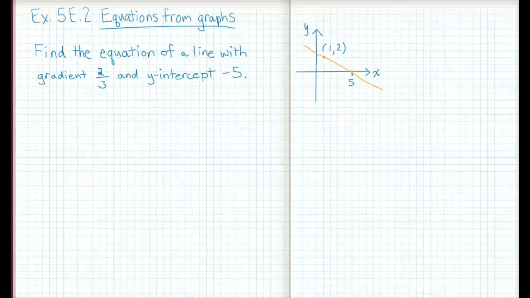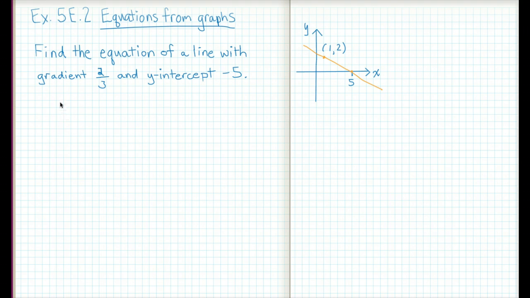This exercise is a continuation of the last one on equations of a straight line. In this exercise, we're going to find information from a graph in order to turn it into an equation of the line that's pictured in the graph. One type of problem in the exercise is like the one you see here in text. Find the equation of a line with a gradient of 2/3 and y-intercept -5.